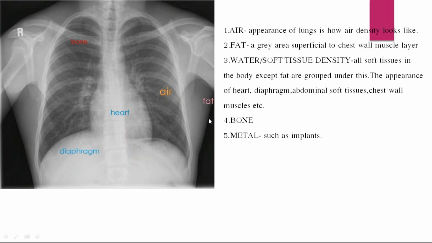Overlying this soft tissue density, this is the muscle layer, and this is the fat. This is the fat density. This fat density is between the muscle and air densities. This density will be in between these two densities. Fat density will be there.